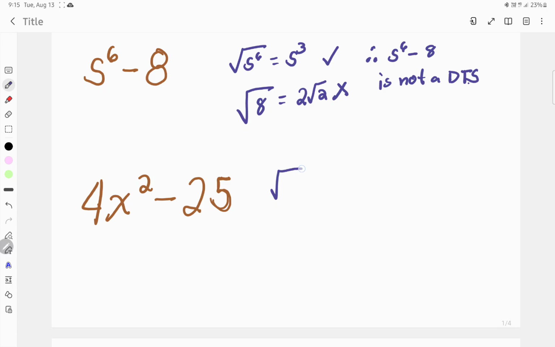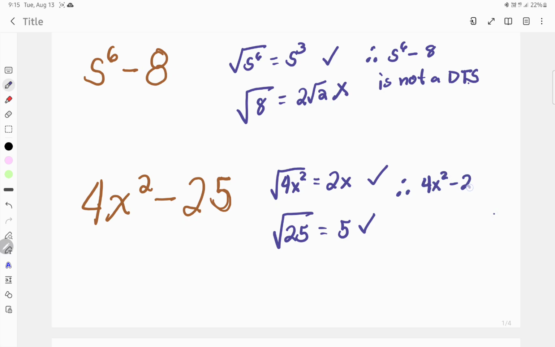Now, let's have the last one in testing if it's a difference of two squares. Let's take the square root of the first term, which is the square root of 4x squared. What's the square root of 4? That's 2. The square root of x squared is x. So, it's a perfect square. Another is that we have the square root of 25. You can see that would be 5. So we can conclude that 4x squared minus 25 is a difference of two squares.